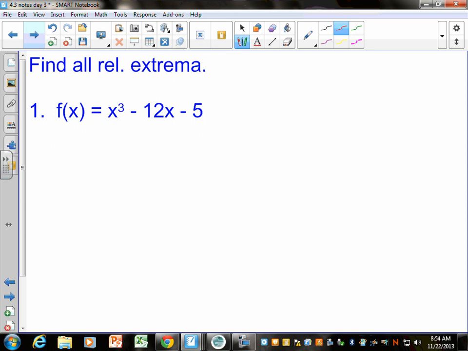So find all relative extrema. You don't necessarily have to do the second derivative test, but I want to on this one just to show you how it works. So relative extrema, step 1, find my derivative. And find my critical points, right? Because if I'm finding max and mins, I need to find my critical points. And how do I do that again? Set that equal to 0.